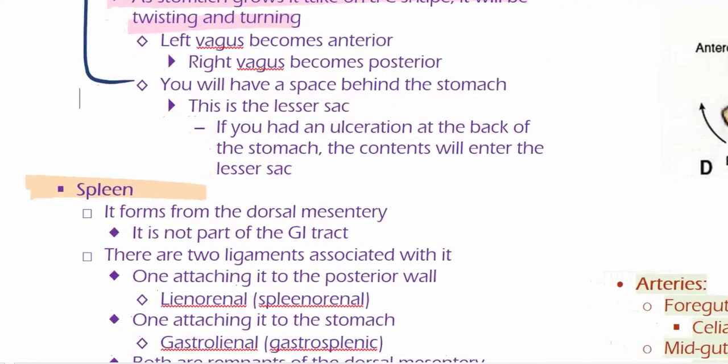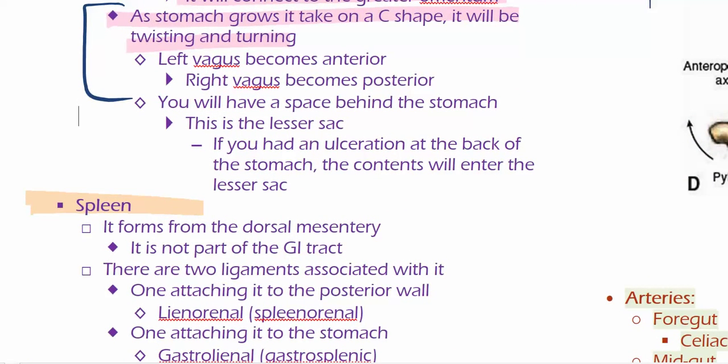Okay, then we talked about the lesser omentum. Remember when I showed you the lesser omentum?